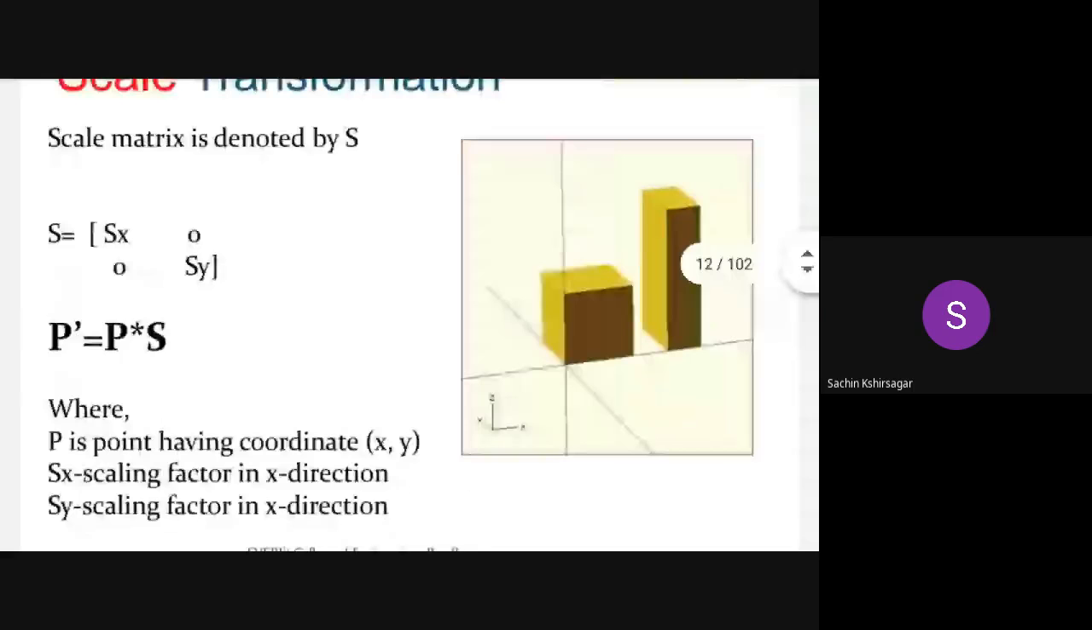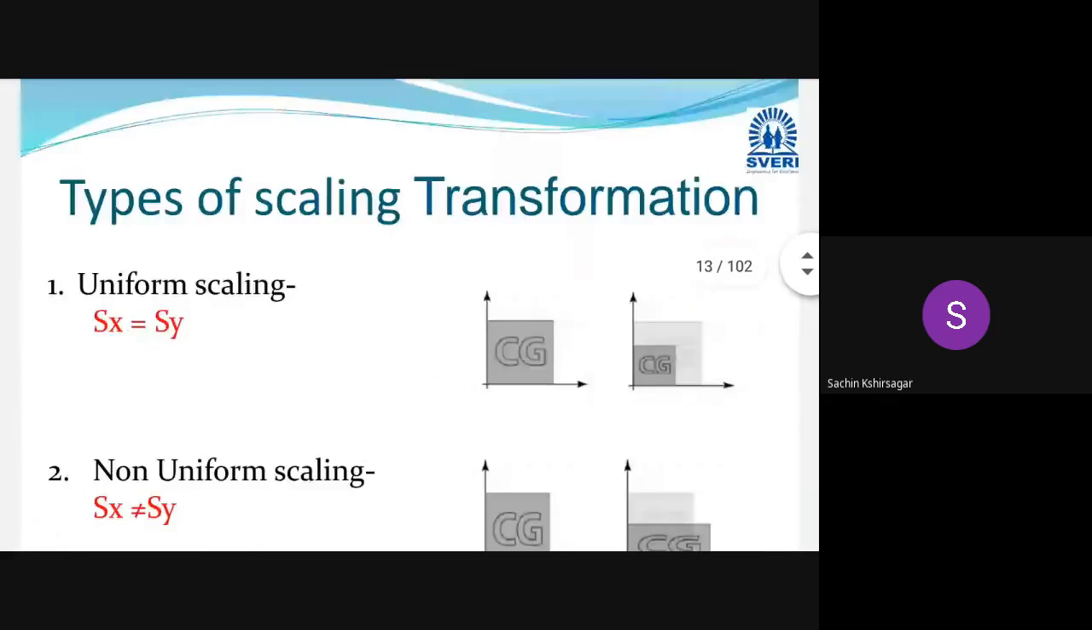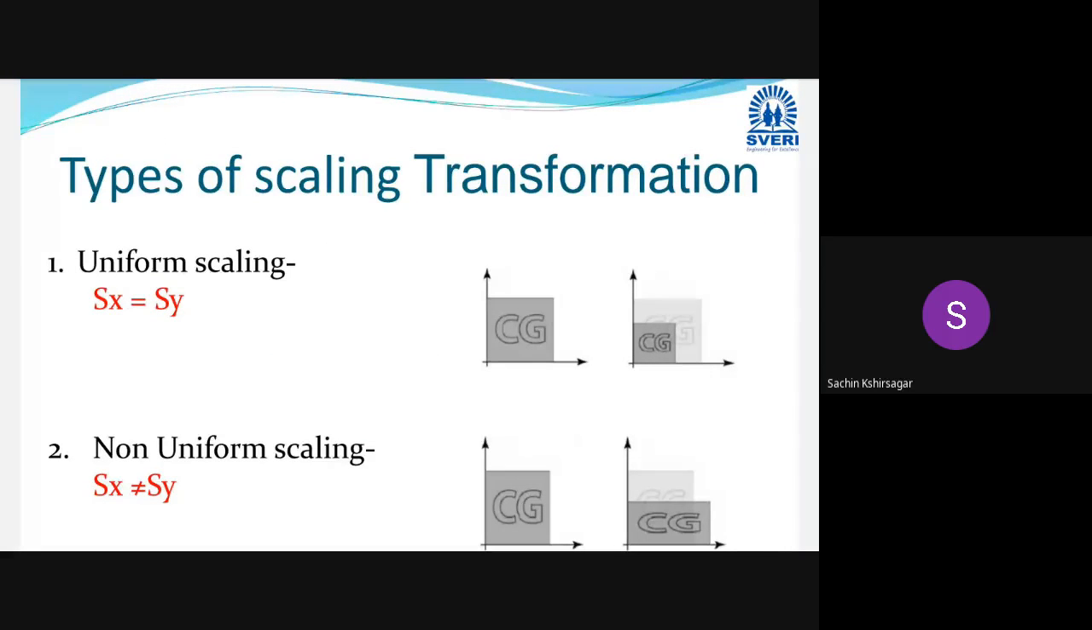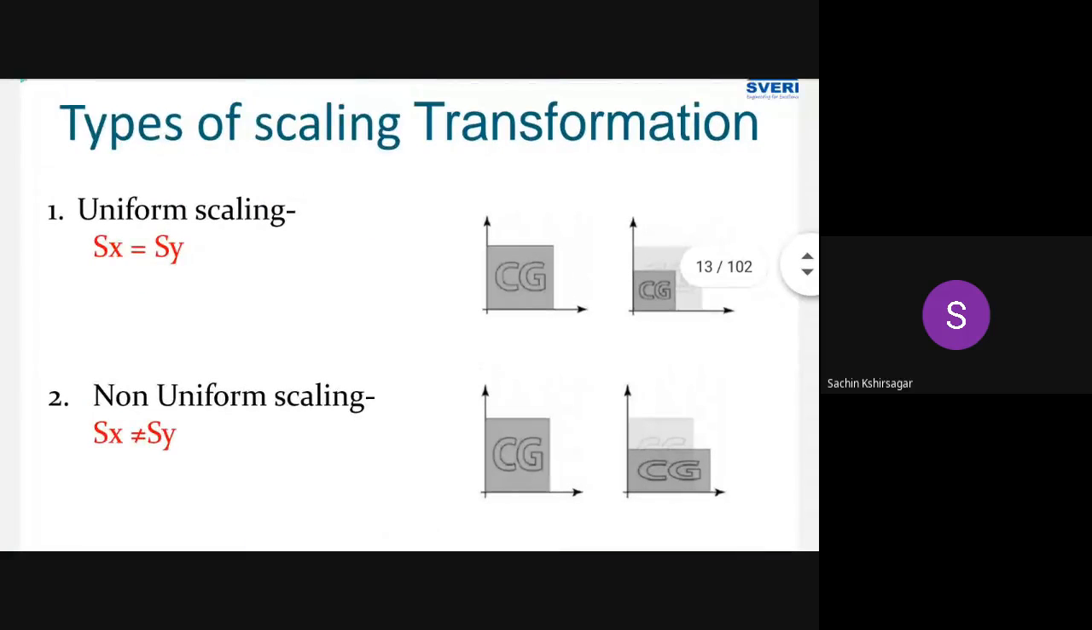Scaling has two types. First is uniform scaling and the second is non-uniform scaling. Uniform scaling is where the scale factor in X direction is equal to the scale factor in Y direction, that is Sx is equal to Sy. If you see in the image also, in both directions we have decreased by the same amount.